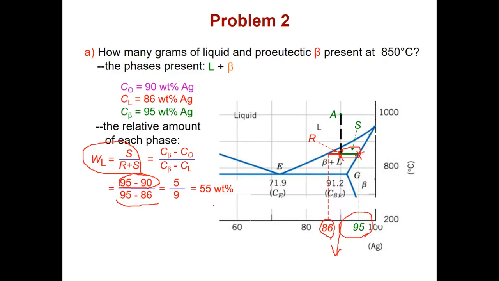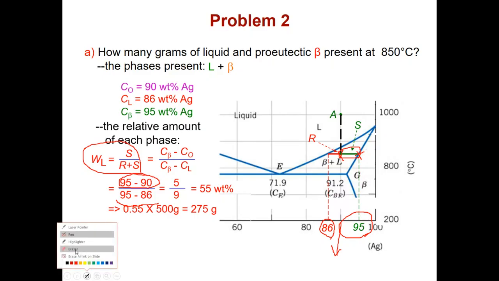We know that we have 500 grams of the material at hand. That was mentioned in the statement of the problem. So multiplying 55% by the mass of the material gives us the weight of the liquid phase, and that is 275 grams.